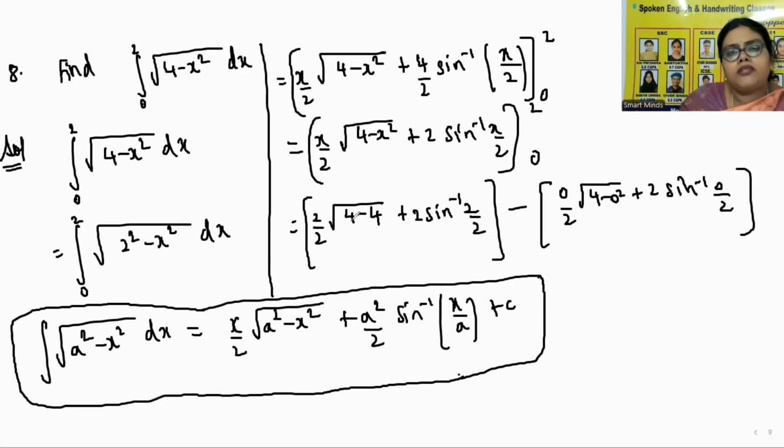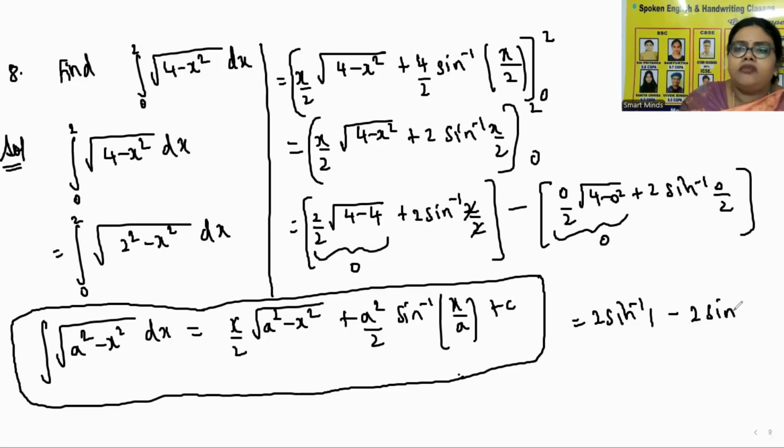Now you see 4 minus 4 will become 0. So this term will become 0. And here 0 by 2, so this term will become 0. So that is 2 sine inverse 1 minus 2 sine inverse 0. So sine inverse 1 is 90 degrees because sine 90 is 1, and sine inverse 0 is 0. So this is 2 into pi by 2 minus 0. The 2s cancel. Answer is pi minus 0, that is equal to pi.